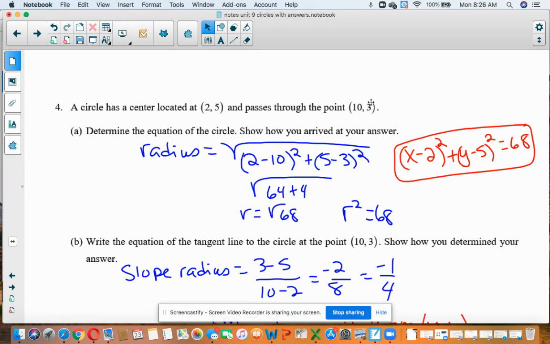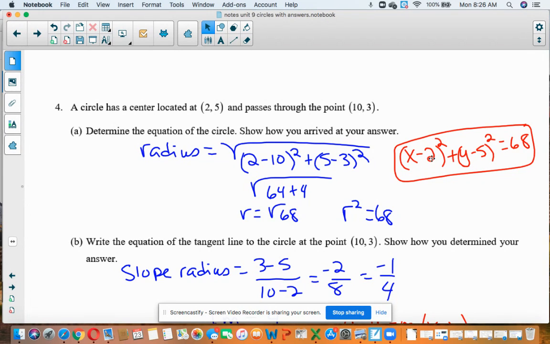I know this is a center and I know this is a point, so I'm using my distance formula right here, right? x2 minus x1 squared plus y2 minus y1 squared. And I find the length of the radius. So the radius is the square root of 68. And I square that, because remember, when I go to write my equation of the circle, the number on the right here is the radius squared.